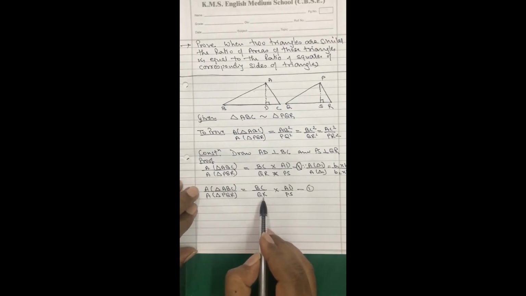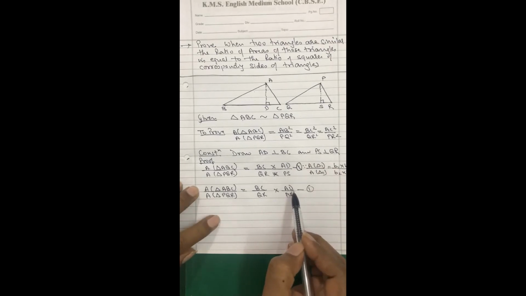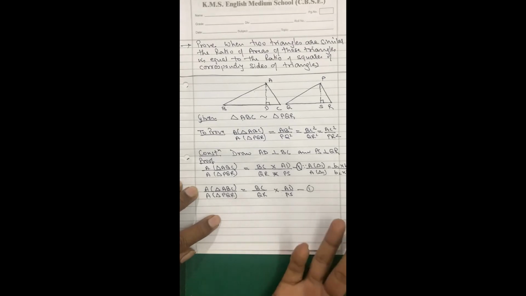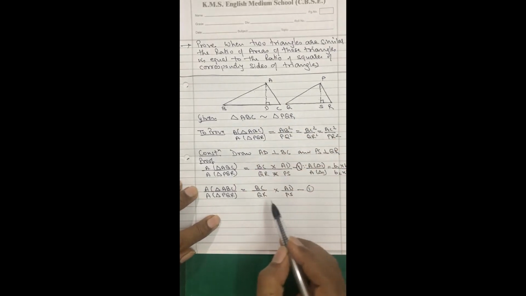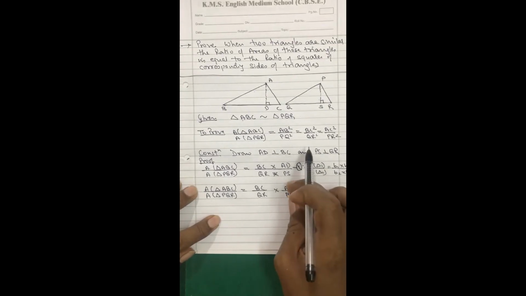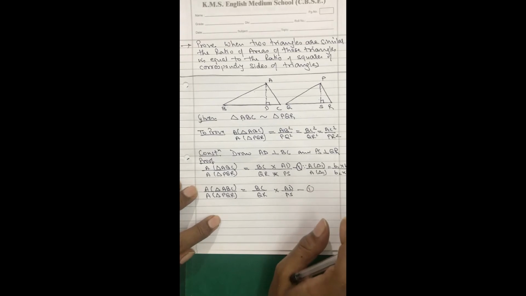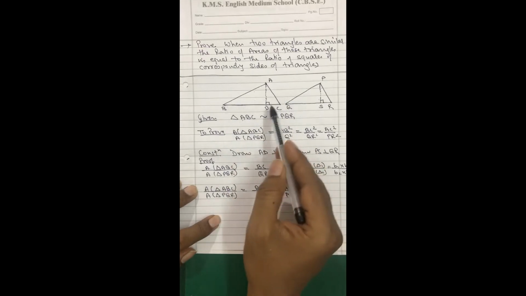See, basically what happens, you have to prove it is equal to BC square upon QR square. So basically now your aim will be to prove AD upon PS is equal to BC upon QR. Then instead of AD upon PS, you will write BC upon QR, and that will be equal to BC square upon QR square. And then you will tell, similarly we can prove it is equal to AB square upon PQ square when we change the base and the height.